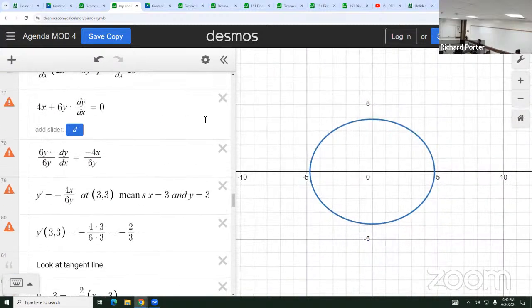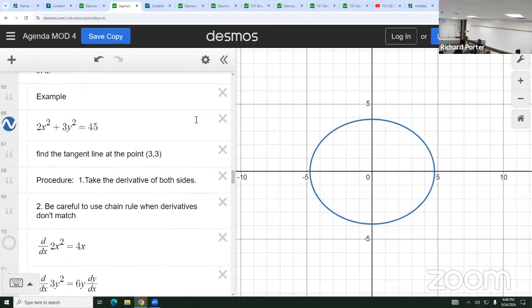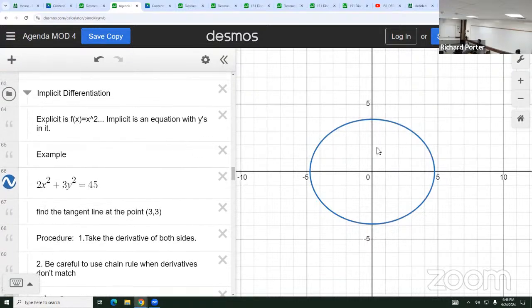That's what it looks like. It looks almost like a circle, but it's actually an ellipse. Okay, is that a function? Does it pass the vertical line test? No, it's not a function.